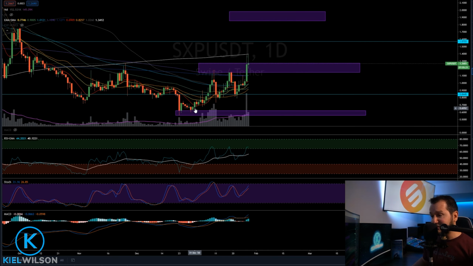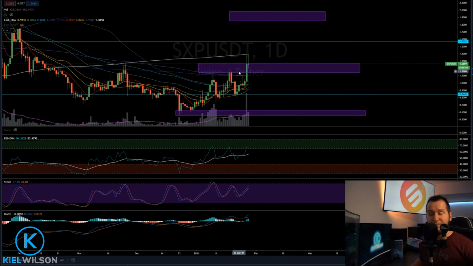I do view this as a potential bottom for Swipe, but of course I'm going to have to see that through a series of daily candle body closures along the way. If Swipe comes down and closes a daily candle body below the bottom side of this liquid zone at $1.14, then I think it's likely to come in and test at least the 10 or the 21 exponential moving average, and those are both coming in roughly around $1.